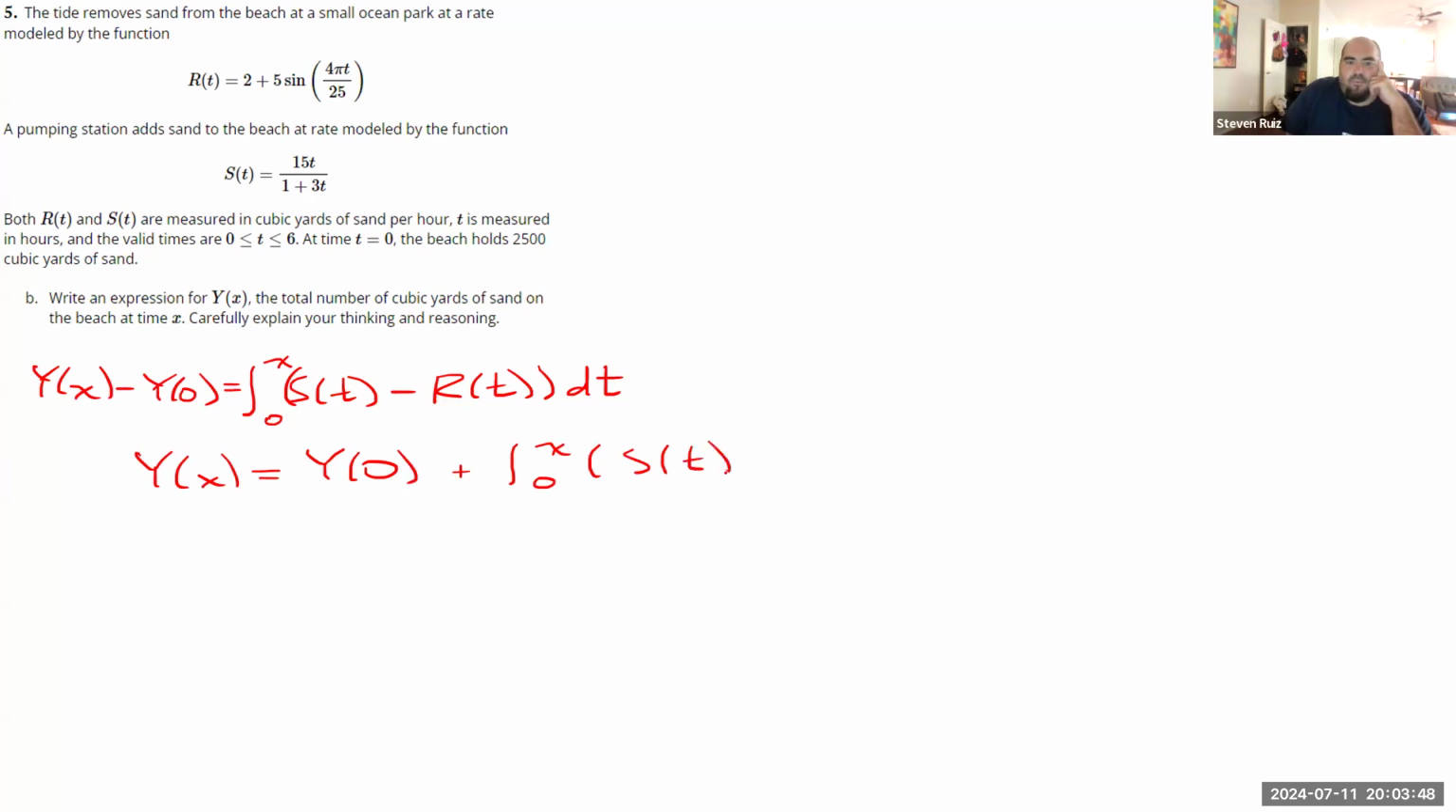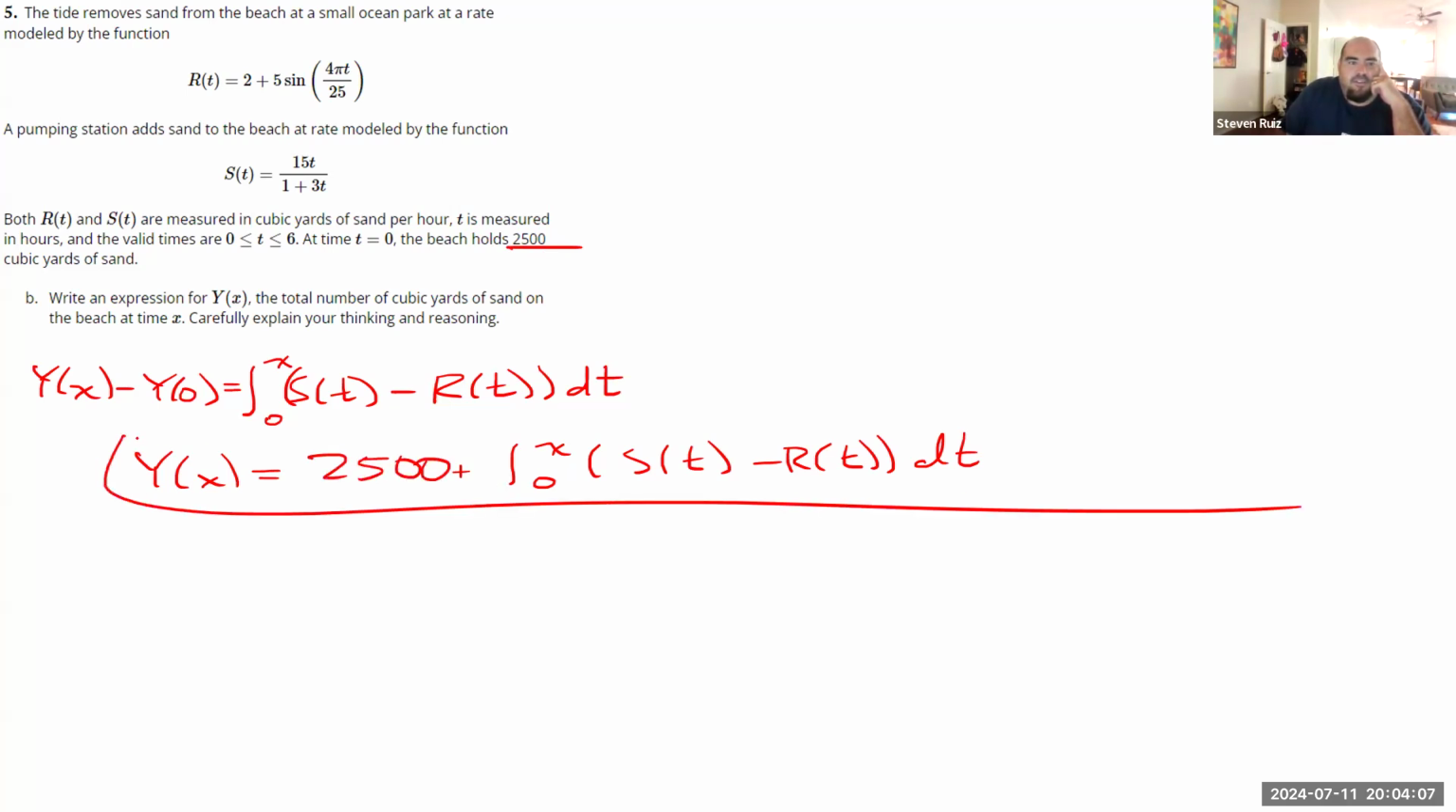Do I know what y of 0 is? Well, y of 0 represents the amount of sand on the beach at time 0. I actually do know that. That is given to me as 2,500 cubic yards of sand. That was an initial condition that we were given.